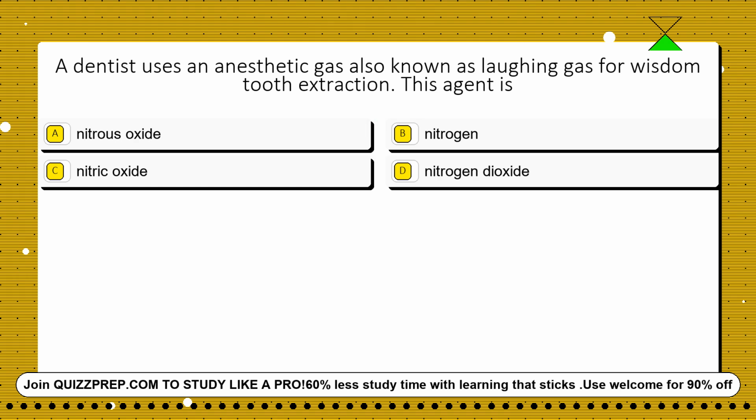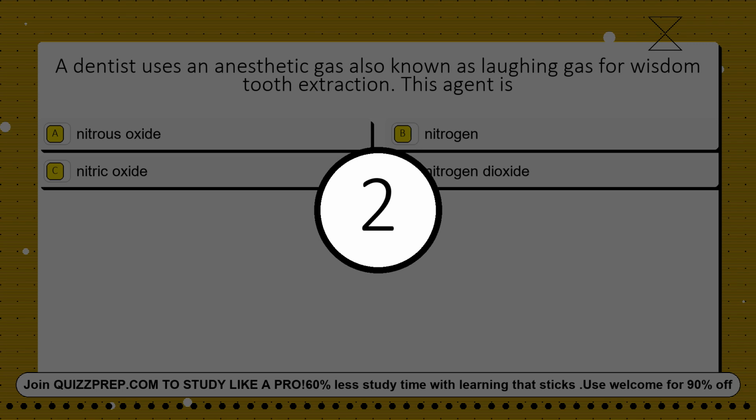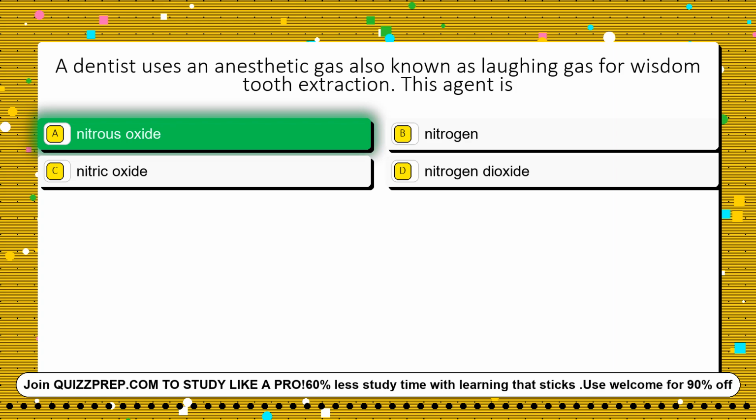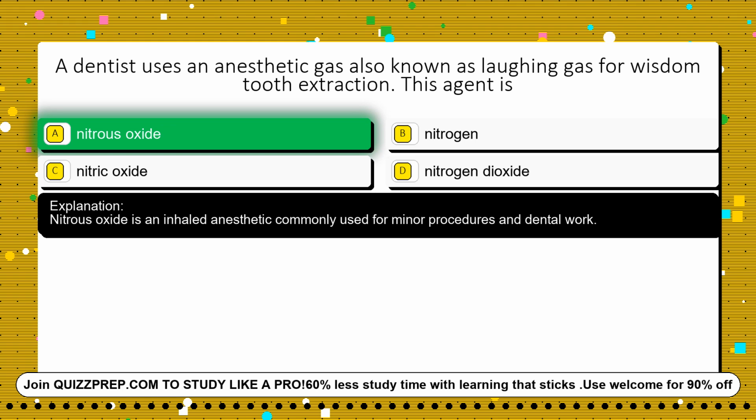Question 124. A dentist uses an anesthetic gas also known as laughing gas for wisdom tooth extraction. This agent is: Option A, nitrous oxide. Option B, nitrogen. Option C, nitric oxide. Option D, nitrogen dioxide. The correct answer is option A, nitrous oxide. Nitrous oxide is an inhaled anesthetic commonly used for minor procedures and dental work.